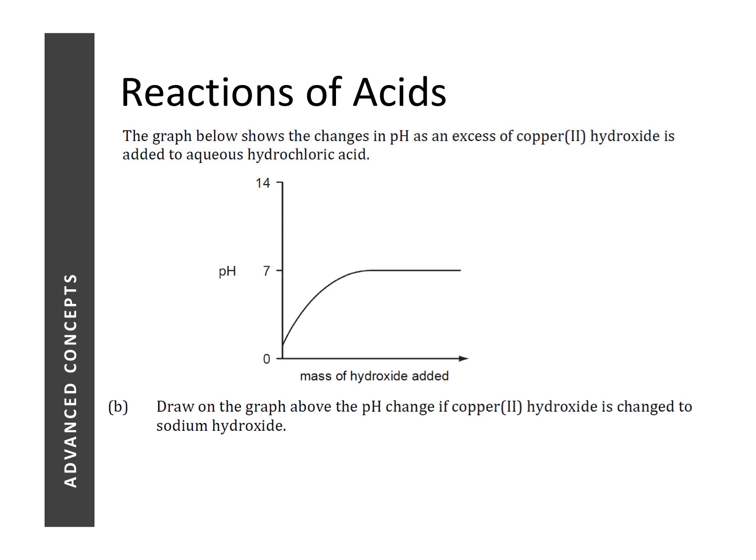This is the second part to the question, where we change copper 2 hydroxide to sodium hydroxide. Earlier we mentioned that when the base is changed to sodium hydroxide, which is soluble in water, the pH actually goes all the way up to 14. Now how would the pH curve look like? It actually looks something like this.